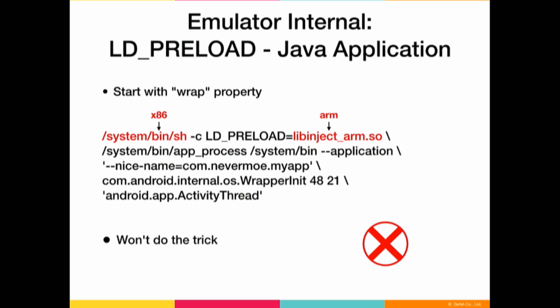So you can see that the final command of starting an application with the rev property looks like this. The LD_PRELOAD is correctly injected into the command line. So far, it looks fine that we can inject our library into the Java application using LD_PRELOAD, but look carefully.